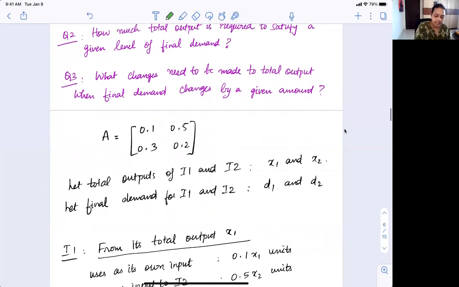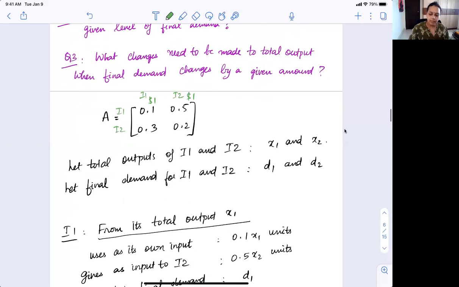Now, this is the technology matrix that we started off with. Let me make this look a bit neater. Apologies for the confusion there. Now, if this is I1 and this is I2, to produce $1 worth of output from I1, we need 10 cents worth of input from I1 and 30 cents worth of input from I2. And similarly, to produce $1 worth of I2, we need 50 cents of I1 and 20 cents of I2.